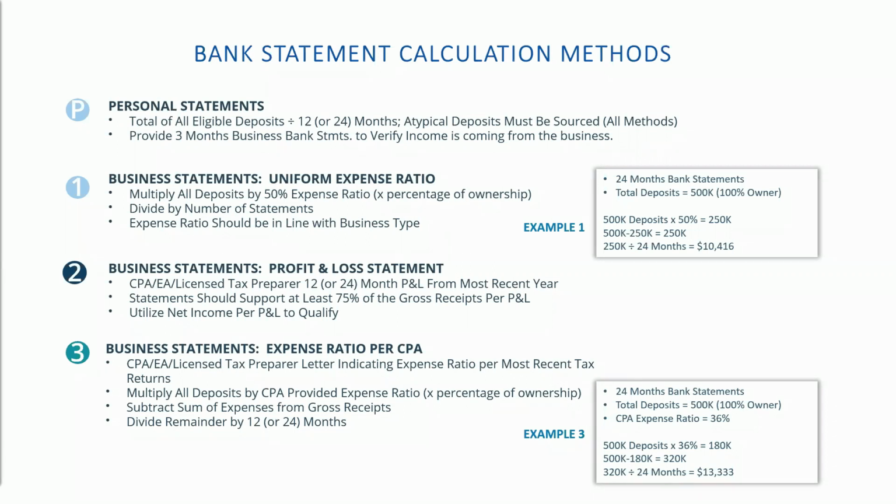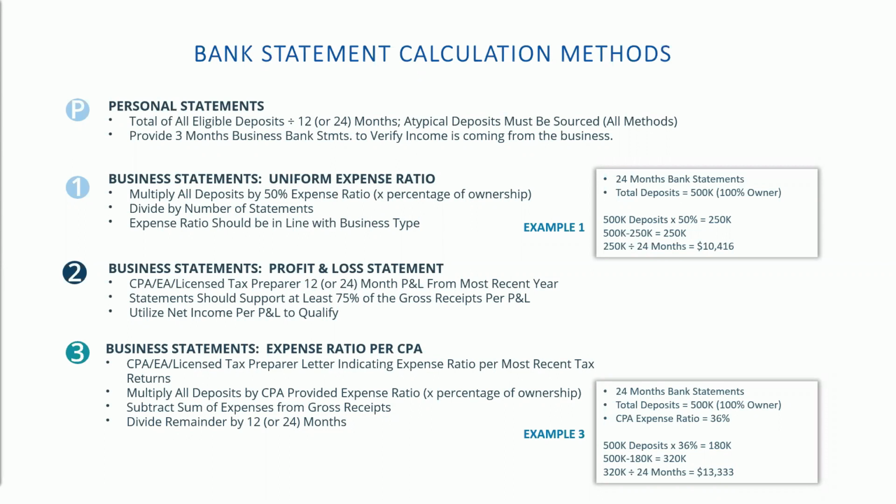Once we have commingled accounts, we can still use those personal statements, but we're going to use a business method of calculation. So either 1, 2, or 3 on the business side, we'll use that method of calculation on the personal statements. So let's look at 1, 2, and 3.